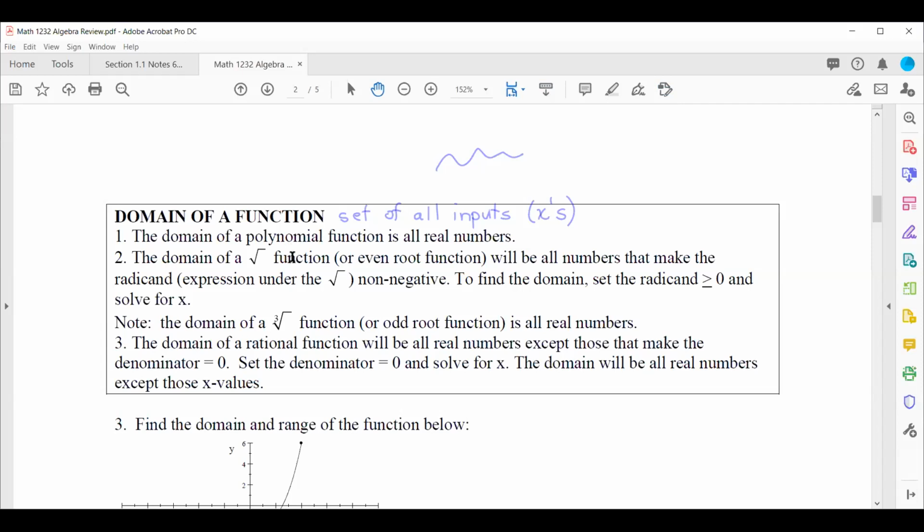I like to break it down into the different types of functions. A polynomial function: the domain is all real numbers. And as we go through the different things that we learn in calculus, what you'll see is that the polynomial function is the easiest case. And this is actually one of the reasons, because the domain is all real numbers.